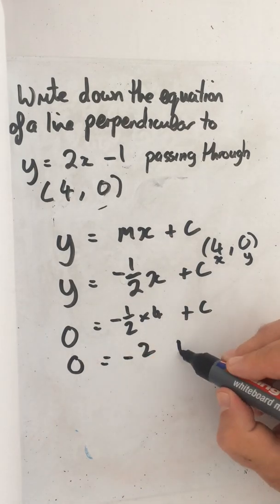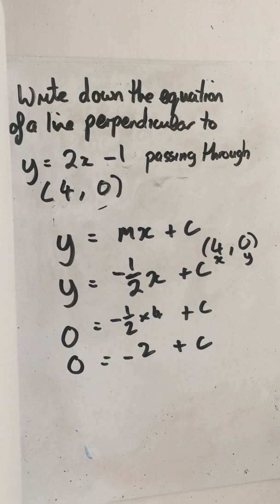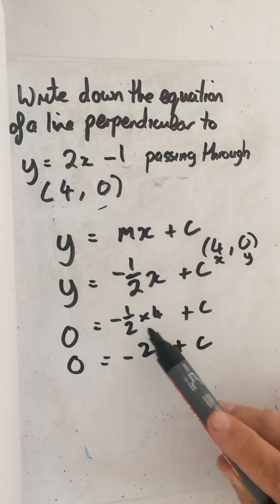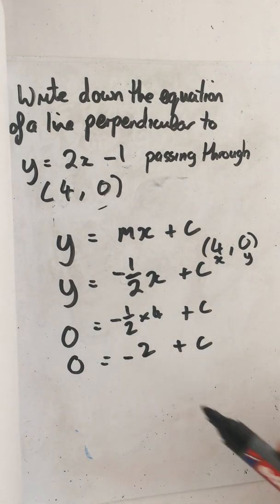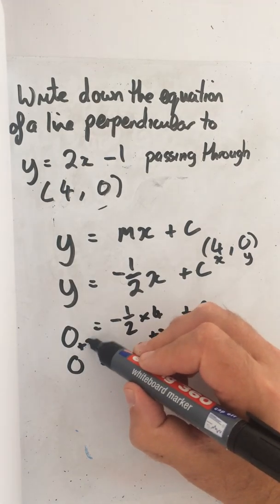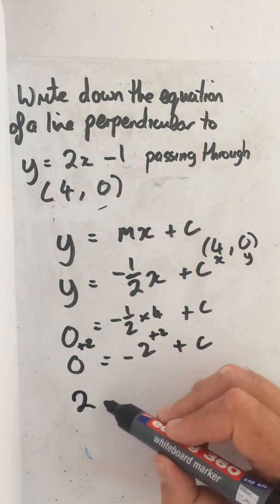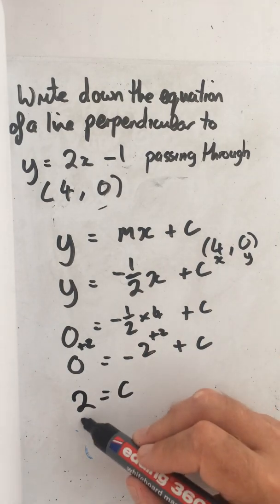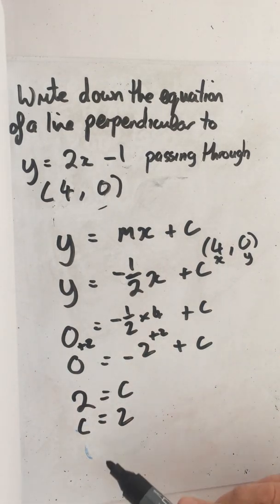So we're now at this part of our equation, because we're just substituting in our x and y variables. Using the balance method, we add 2 there and 2 there. So that gives us 2, c is equal to 2.